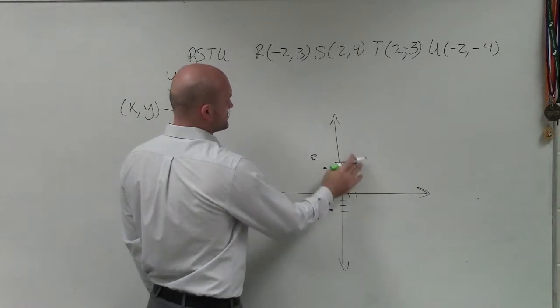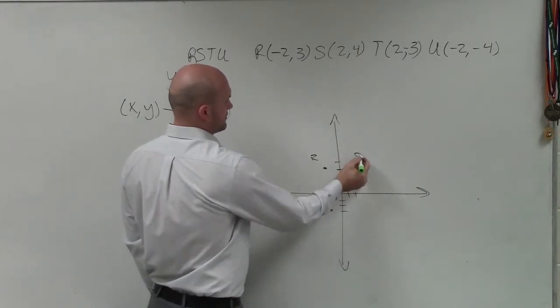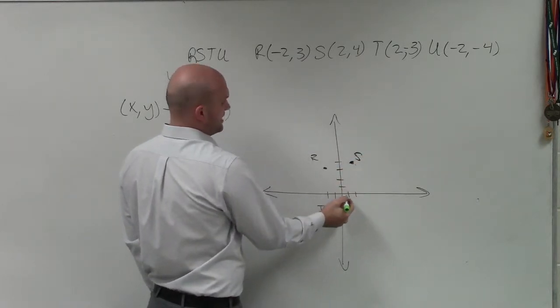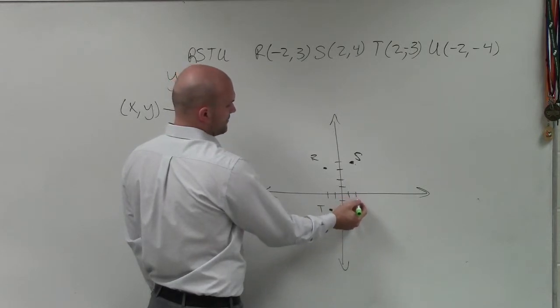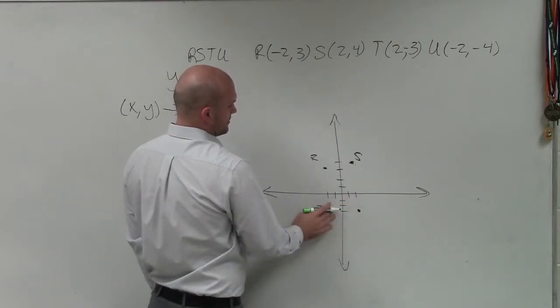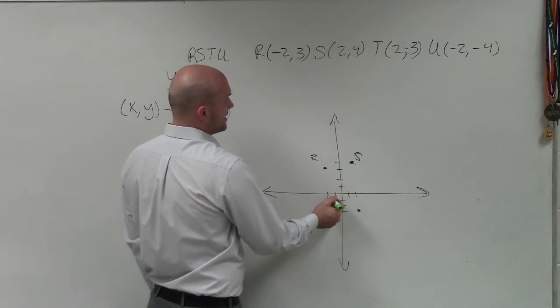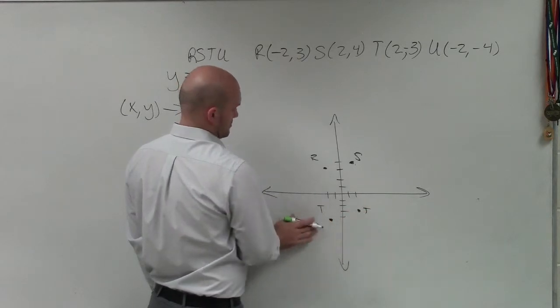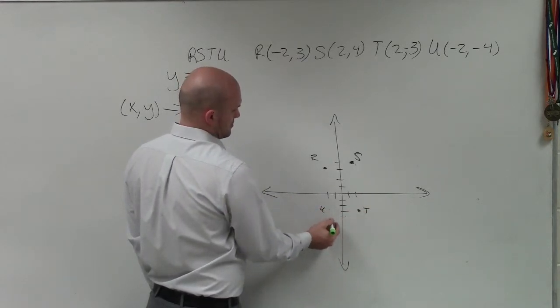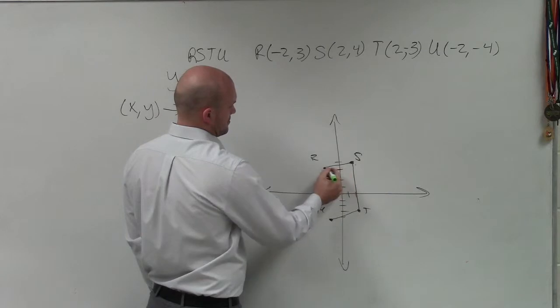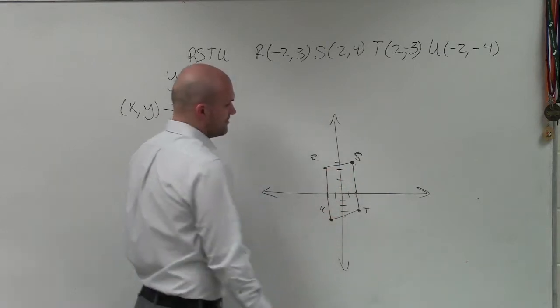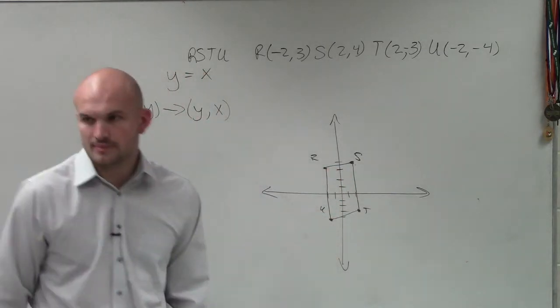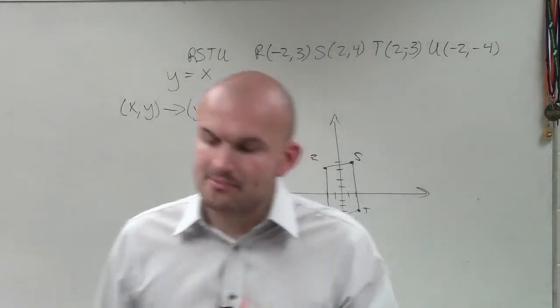Sorry, guys. I wrote this wrong. That's S. T is 2, negative 3. And U is negative 2, negative 4. OK? Does everybody see that parallelogram? OK? Now, all I did was I plotted the points.